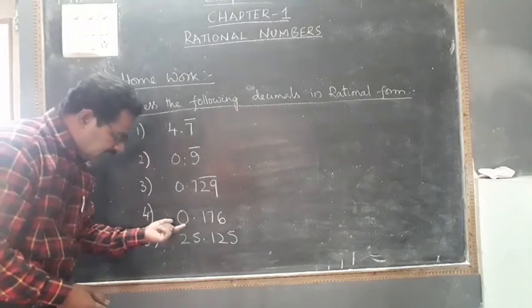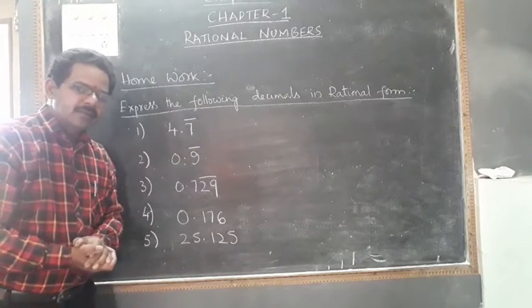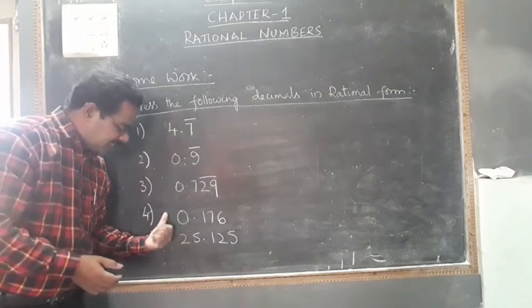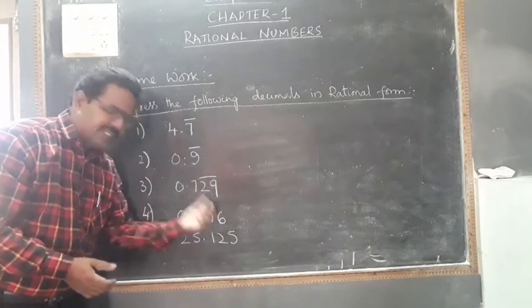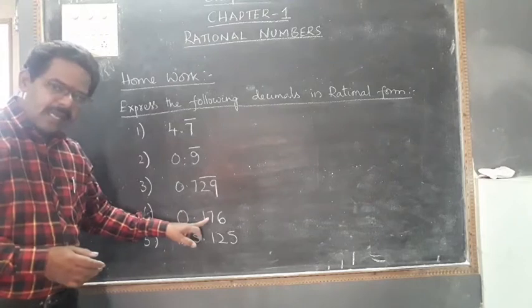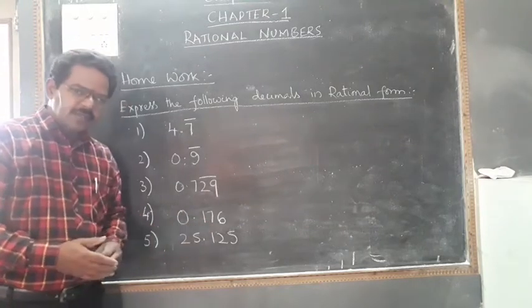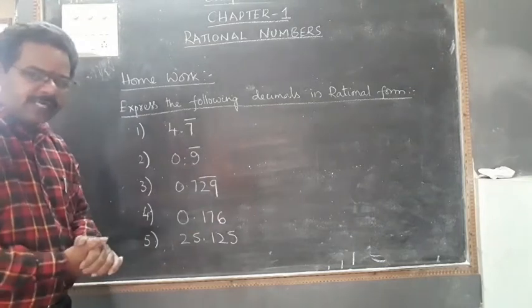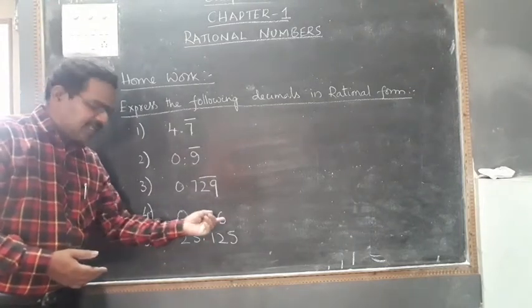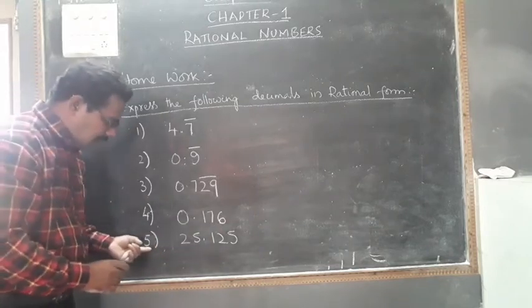And the fourth one is 0.176. Here no bar is there, that means it is a terminating decimal. So take x is equal to 0.176 and multiply and divide the number. After the point 3 digits are there, so you have to multiply and divide with 1000. You can get the answer, that means 176 by 1000. You can simplify it.